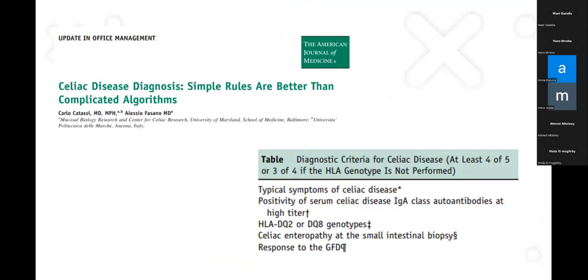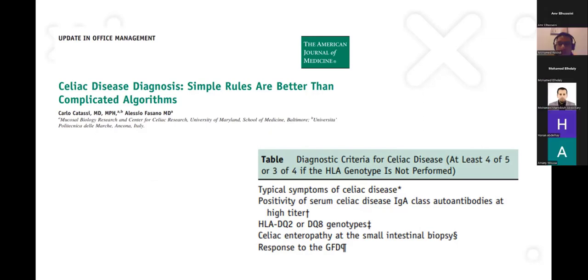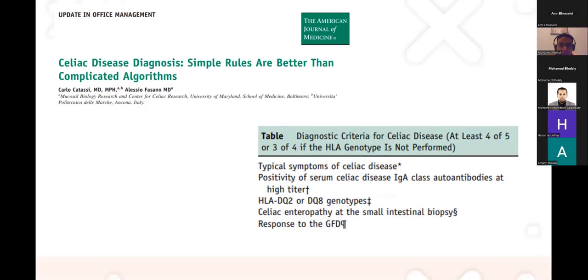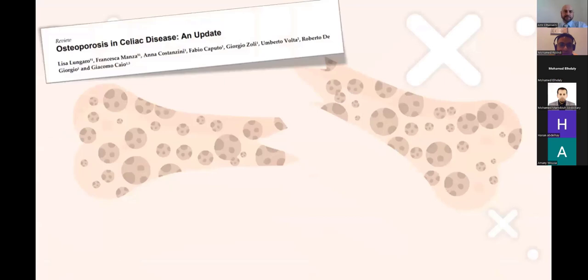To diagnose celiac disease, we need at least 4 of 5, or 3 of 4 if the HLA genotype is not confirmed, according to the following: typical symptoms, as I have mentioned, positivity of serum celiac disease immunoglobulin A, HLA DQ2/DQ8, or celiac enteropathy at small intestinal biopsy, and the response to a gluten-free diet.